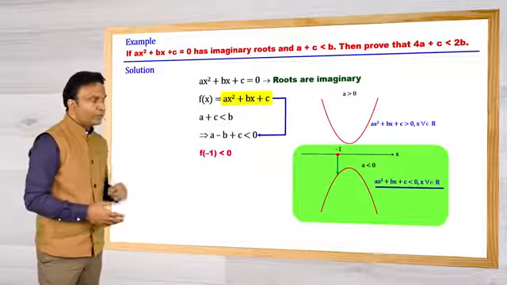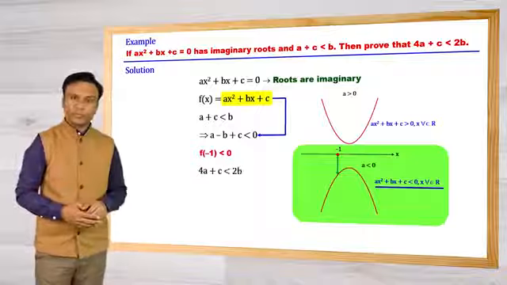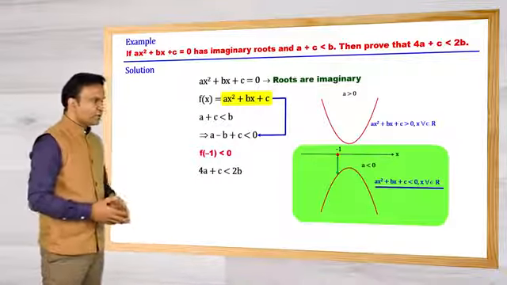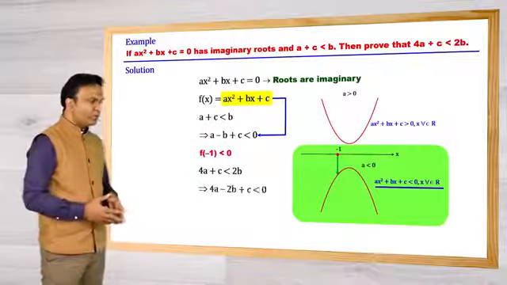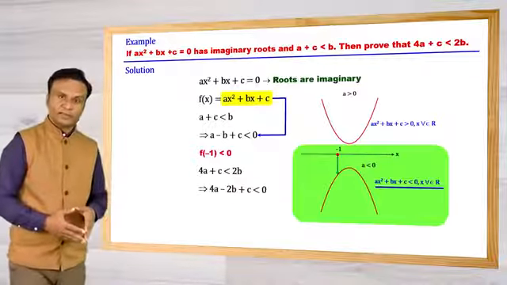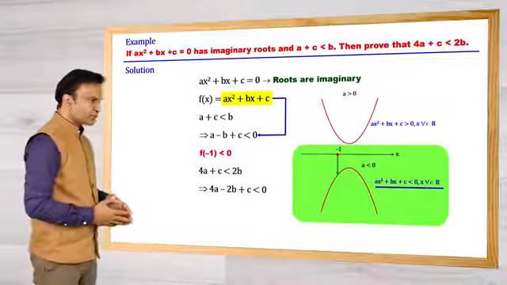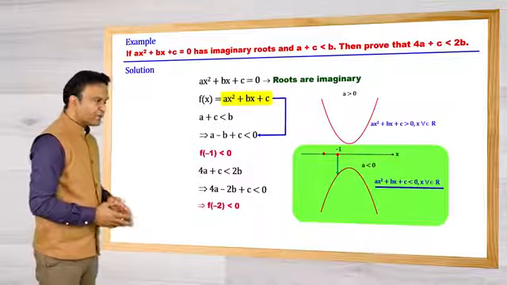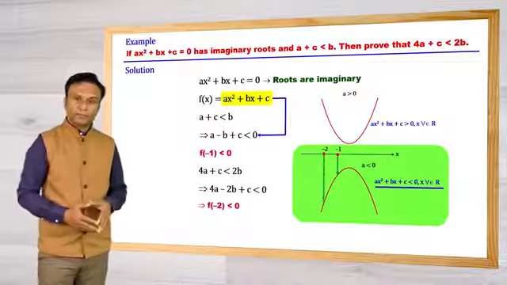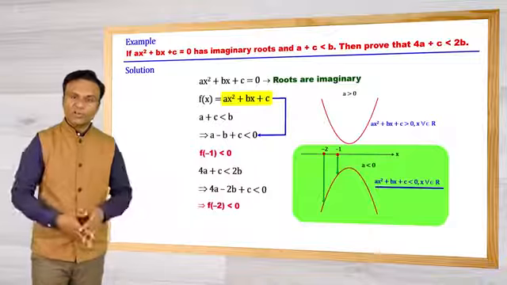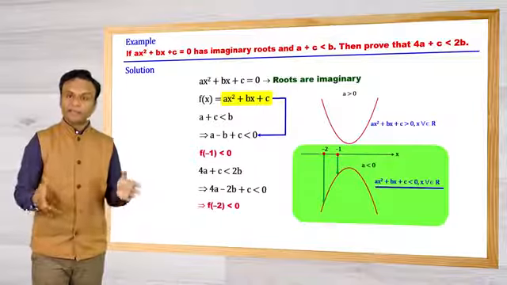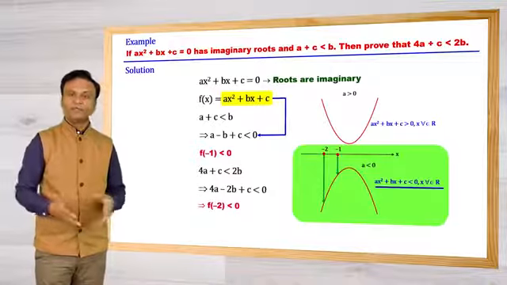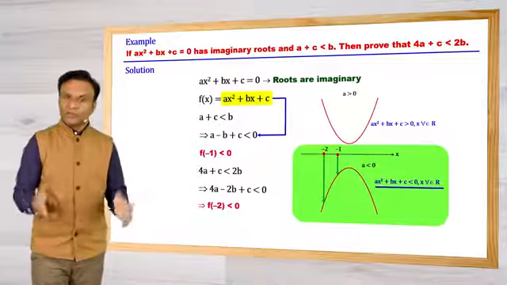Now we have to prove that 4a plus c is less than 2b. We can put it this way: 4a minus 2b plus c less than 0. This is f of minus 2 less than 0, which is obvious because the graph is concave downward and always lying below the x-axis. So f of minus 2 is also negative.